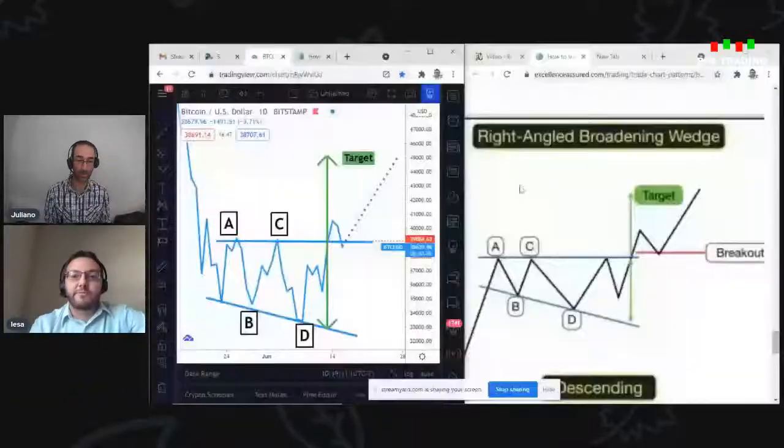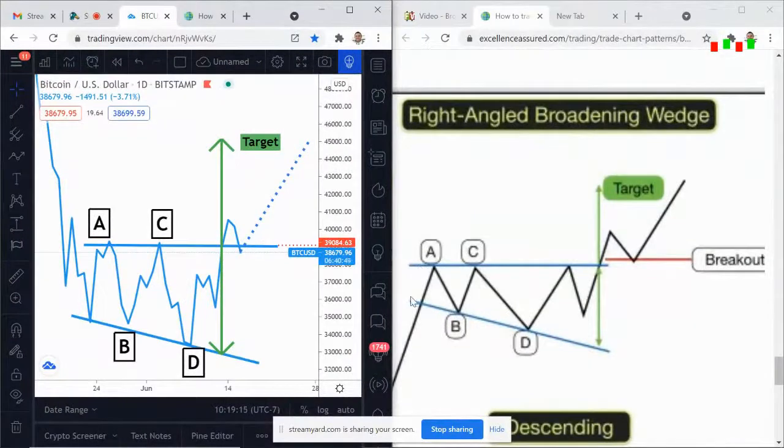So right here, this is an example of a right angle broadening wedge. You can see the support and resistance. Right here is the downtrend. It's also acting as support, and up here you see some major resistance from the bears. So every time it tries to touch, it gets knocked down.